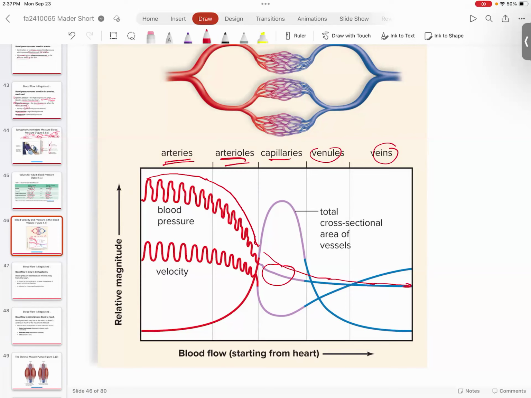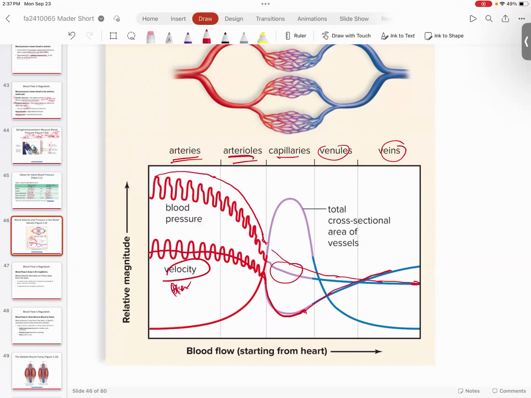The velocity of the blood flow is basically high in the arteries. It goes way down in the capillaries. So the blood flow is slow, but the pressure is decent, right? That means the push behind you is decent. But notice the blood flow goes up, even in the face of the blood pressure going down.